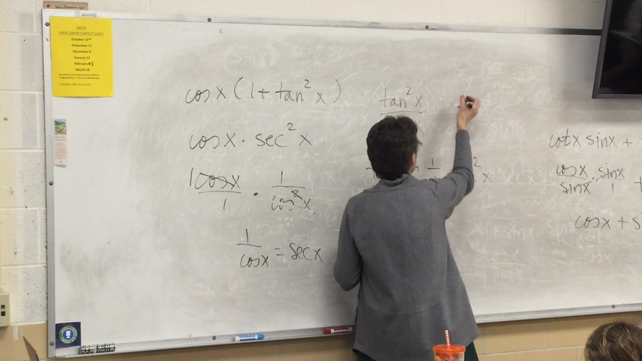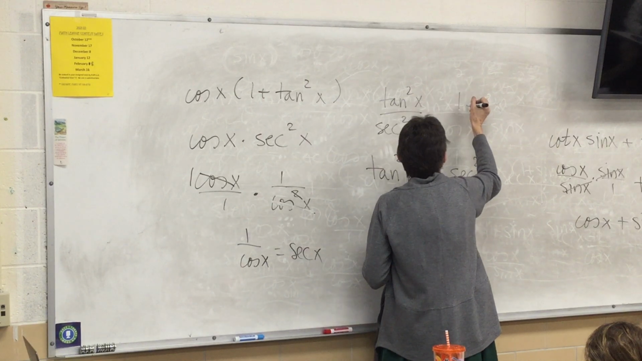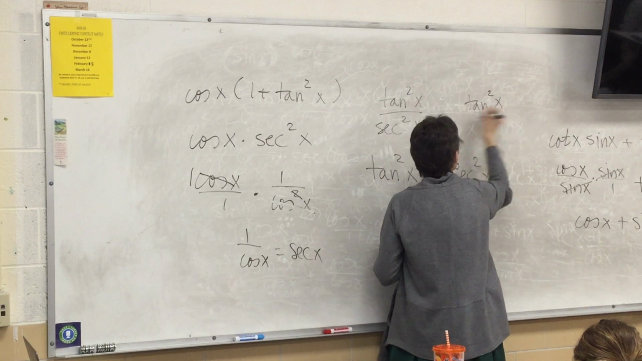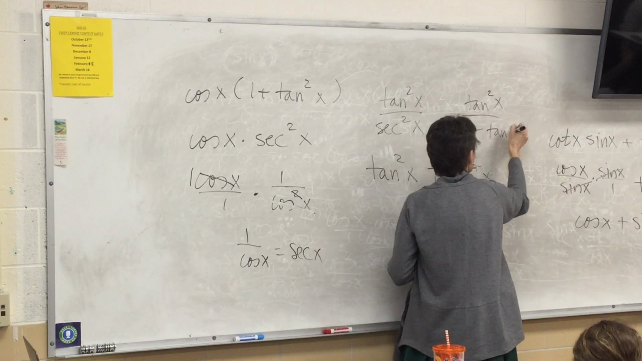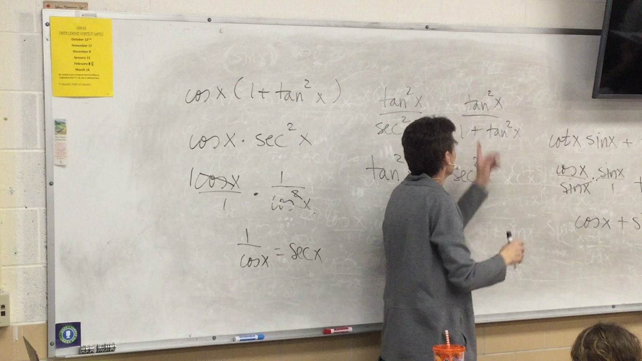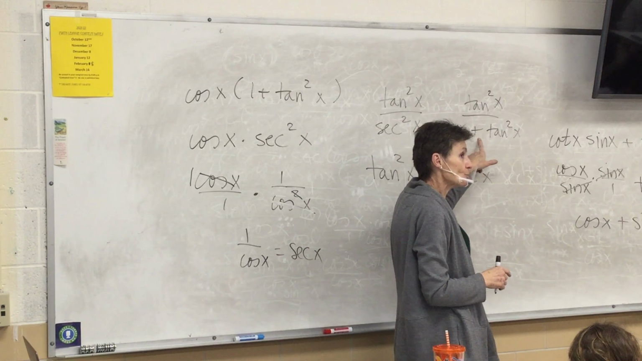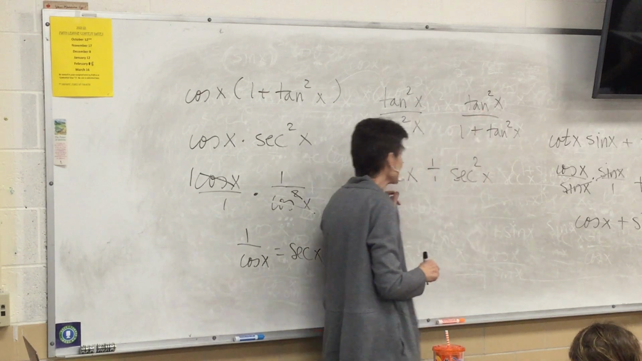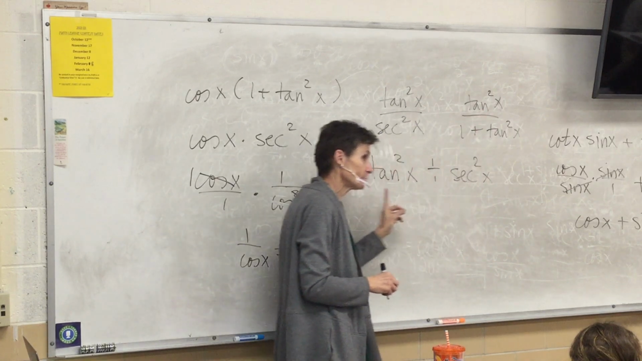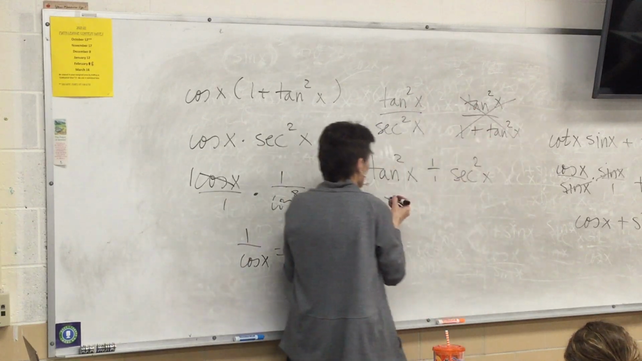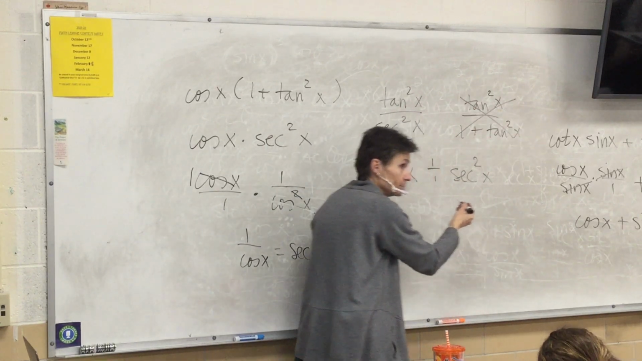So you could make this, let's see, 1 plus tangent squared is secant squared. So I could make this tangent squared over 1 plus tangent squared, and that's awesome, but these aren't going to cancel because of that guy right there. So that's why I think this is the way to go. So I'm going to leave them what they are, and I'm going to think of it as a division problem.